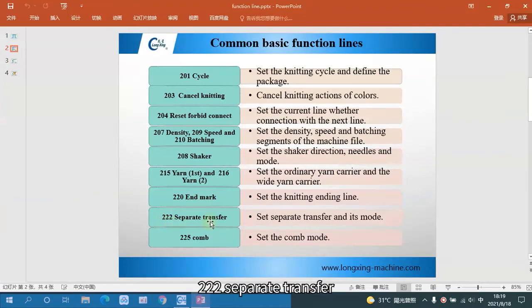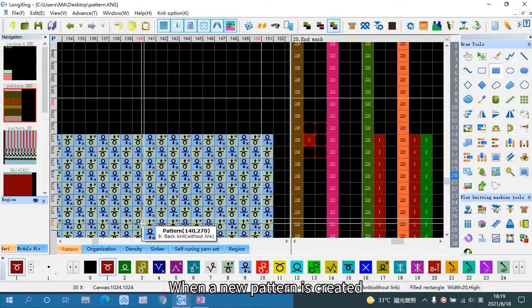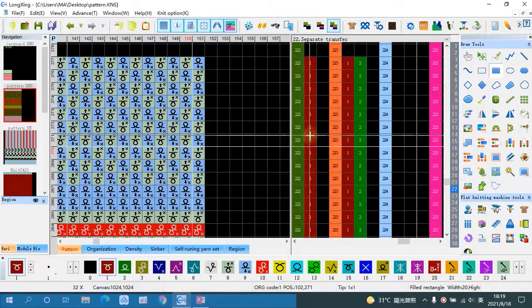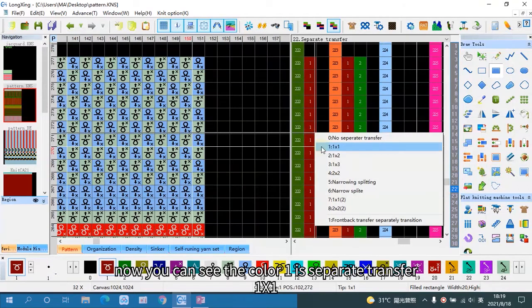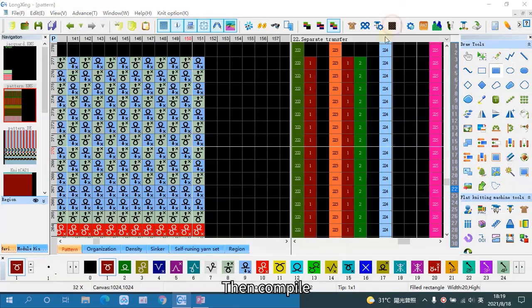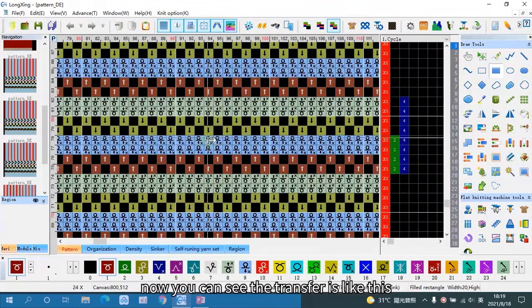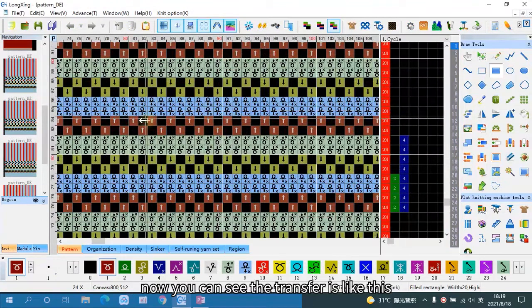222 separate transfer, set separate transfer and its mode. When a new pattern is created, color 1 is marked on this line. Now you can see. Right click, now you can see color 1 is separate transfer 1 by 1, then compare. Now you can see the transfer is like this.